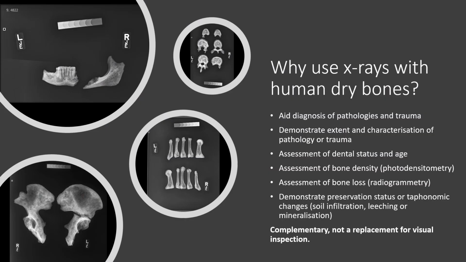So why use X-rays with human dry bones? There are a variety of reasons. To aid the diagnosis of pathologies and trauma, to demonstrate the extent and characterization of pathology and trauma that can't be seen with the naked eye, for the assessment of dental status and therefore give an indication of age, the assessment of bone density using something called photodensitometry, the assessment of bone loss using radiogrammetry, and to demonstrate preservation status or taphonomic changes. This could be from soil infiltration, leaching of minerals, or the opposite, mineralization. X-rays are complementary, not a replacement for visual inspection.